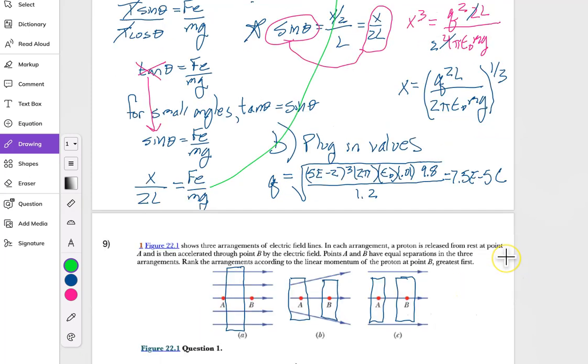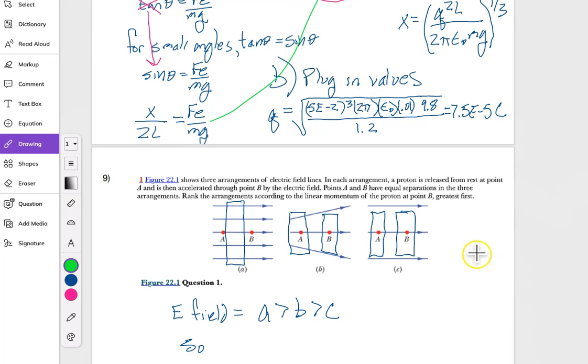For number 9, this one's a little easier to do. So we've got 3 arrangements of electric field lines. And the rule here is electric field is the number of lines in a certain area. So notice if I'm going to make this rectangle here, let's make it purple.